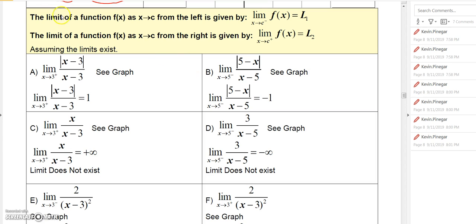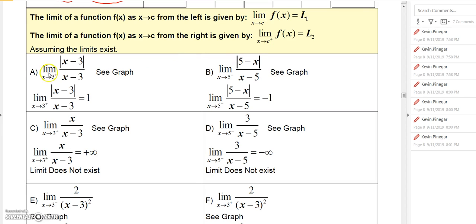The notation that we use for one-sided limits is this: the limit of a function f of x as x approaches c from the left is given by this notation. See the little minus there? That means we're approaching c from the left of c, and L1 is just some real number. Now the limit of a function as x approaches c from the right is given by almost the same definition, except notice we have a little plus there. The little plus means that we approach c from the right.